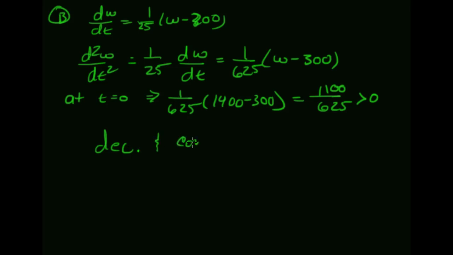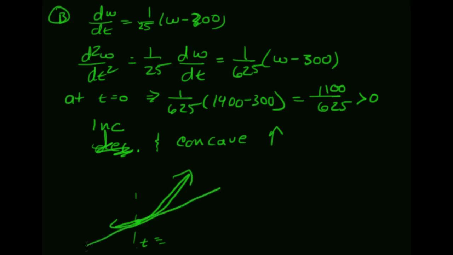which means that I am decreasing and concave, sorry, not decreasing, I am increasing here, and concave up. Alright, so if I think about this, here's my point at time t equals 0. If I am increasing and concave up, and I make a linear approximation here, the linear approximation has to be an underestimate.